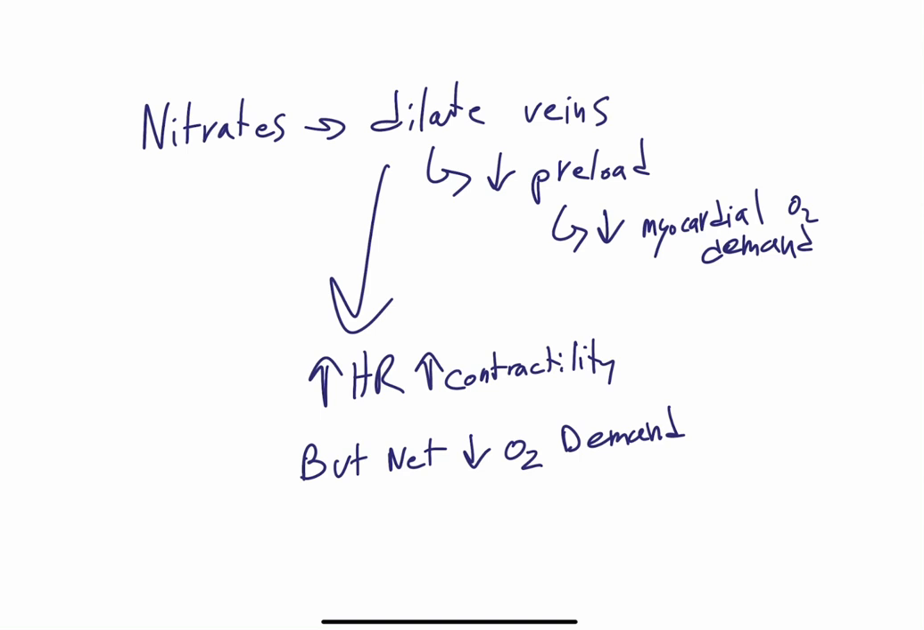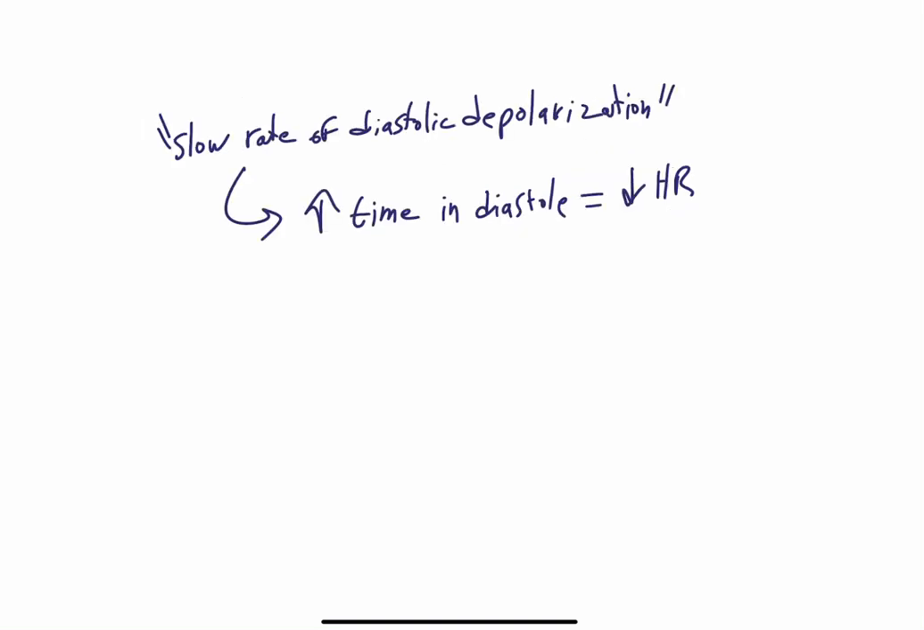You need to know this. On exams, they may ask you about the slowing of the diastolic depolarization. This just means you're spending more time in diastole. Therefore, a slower heart rate equals longer diastole.